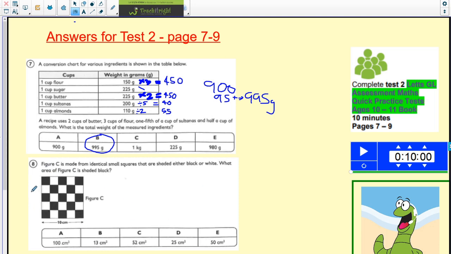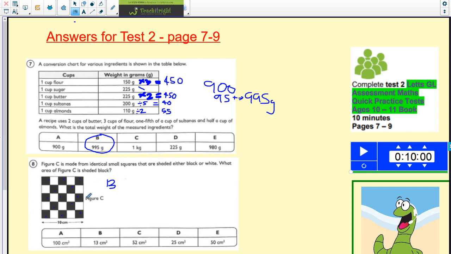Question 8. Figure C is made up of identical squares that are shaded black or white, a bit like a chessboard, a bit smaller. What area is shaded black? So first thing I want to check is how many are black. So 1, 2, 3, 4, 5, 6, 7, 8, 9, 10, 11, 12, 13. So there are 13 black squares and 1, 2, 3, 4, 5, 6, 7, 8, 9, 10, 11 white. So there's a different number. That's worth checking. It'd be easier if there was only half because we could work out the total and halve it, but that's not what's here.